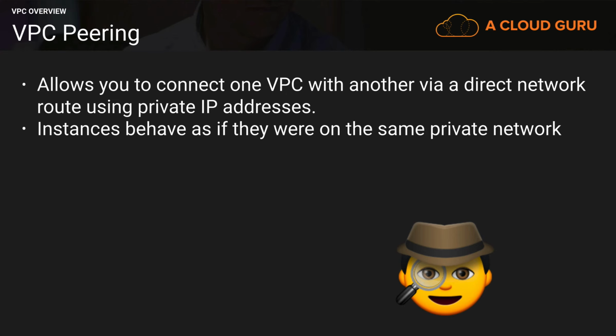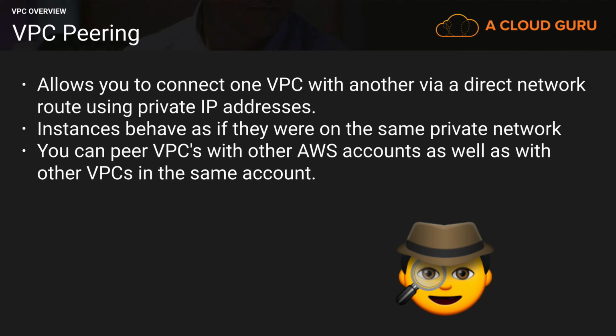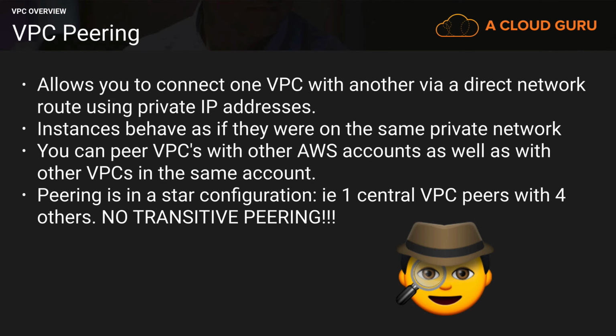Instances behave as if they are on the same private network when you peer VPCs, and you can peer VPCs with other AWS accounts as well as other VPCs within the same account. So you can have a completely separate AWS account with a completely separate VPC, and you are able to peer directly to that VPC in that other AWS account as well. And peering is always in a star configuration, or a hub and spoke model, sometimes it's called. So you always have one central VPC, and you peer that out with 4 others.